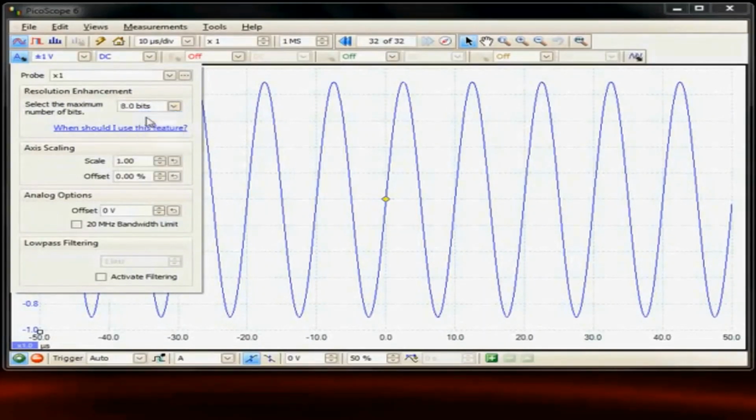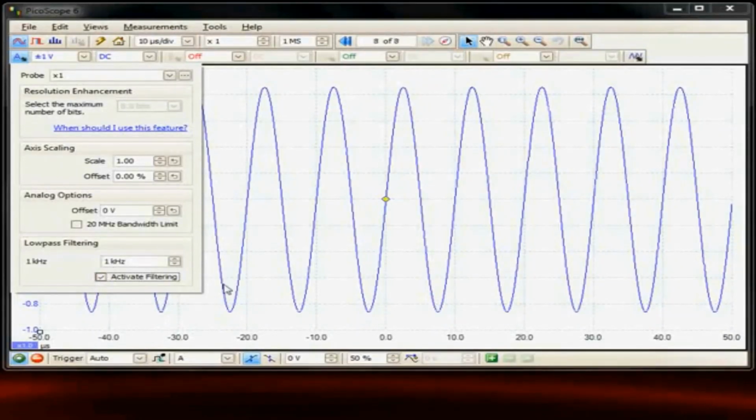Similarly, for each channel we've got scaling. So if we had a special probe, we can change the scale factors and the offsets, and there's an analog offset, and finally at the bottom there's a low pass filter. So for example, if I turn on the 1 kilohertz low pass filter, we can see it has again removed any noise on the signal, which again could improve the vertical measurement accuracy.